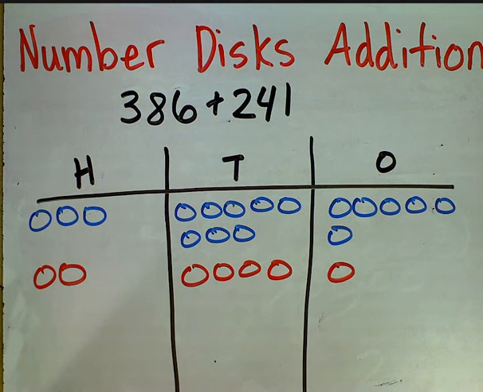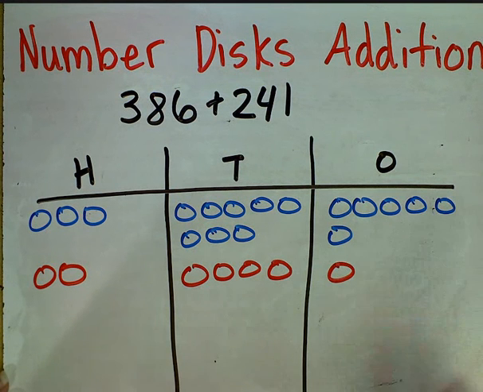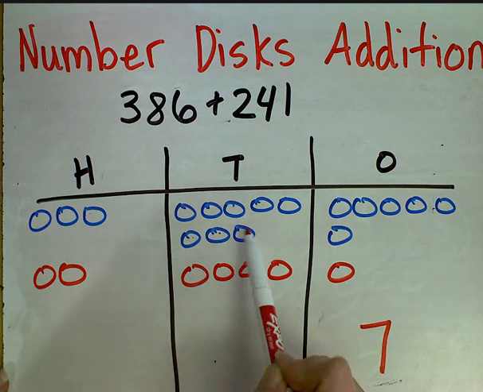Now again, I'm going to start with my ones and move over to see if I have a bundle of 10. 1, 2, 3, 4, 5, 6, 7. No bundle of 10 there, and in fact, I can just write the 7 because that's what's remaining. Now I'm going to look at my tens. 1, 2, 3, 4, 5, 6, 7, 8, 9, 10.